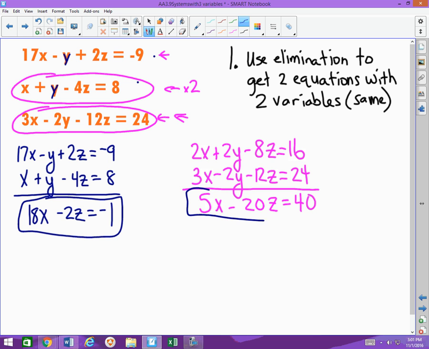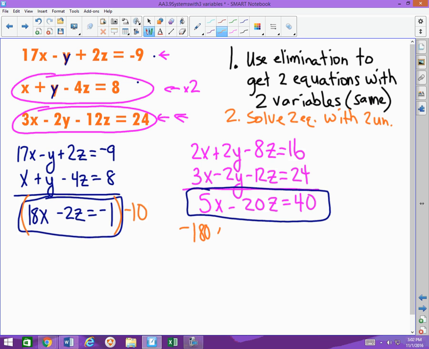with two unknowns. Now it is a matter of using the things that you've done before, solving two equations with two unknowns. And you can do this by elimination or substitution, and I'm going to use elimination. So in order to do that, I'm going to take this equation and multiply it by negative 10 so I can get rid of z. So that would be negative 180x plus 20z equals 10.